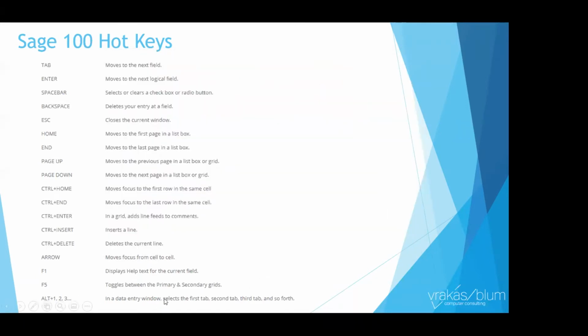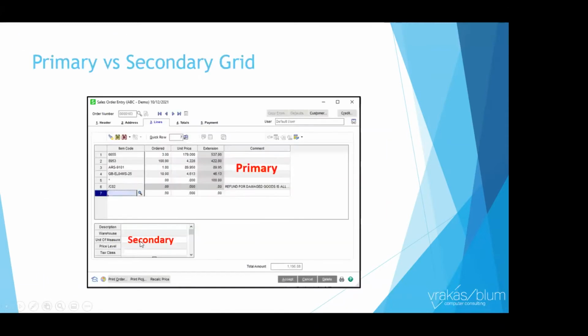So the F2 button gives us that lookup box without having to actually take your mouse and press the button. F5 toggles between our primary and secondary grids. And I'm going to show you this in a little bit, the primary and secondary grids. It's a really great way for you to navigate through your different screens. So we're going to be sharing the PowerPoint for this. You guys can look through this and see if there's any hotkey that you miss or that would really work for you. But I'm going to go ahead and move to the next.